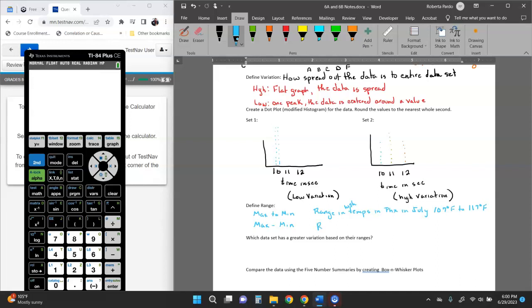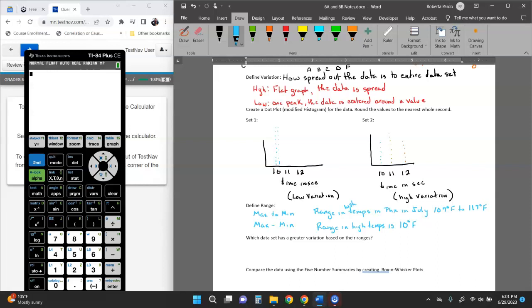Or we could say the range in high temps is 10 degrees Fahrenheit. So depending on how you want to explain information to people, it might be easier to give them the minimum and maximum, or the maximum and minimum numbers, or you might actually want to subtract the numbers to let people know what the variation is. So in this first set, our range is 10. In our second set, our range is either 2 seconds, or we can say between 10 and 12 seconds.